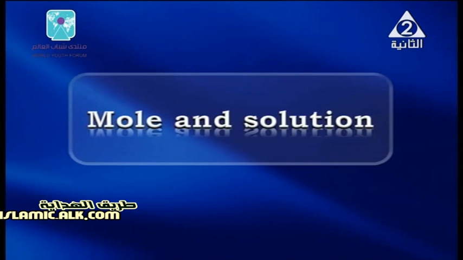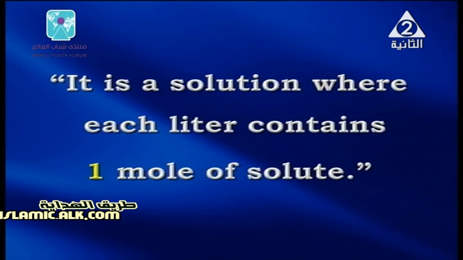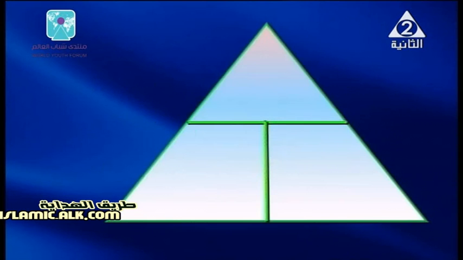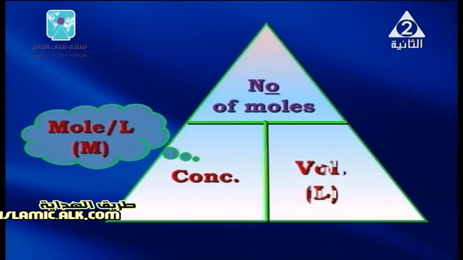So 32 over 22.4 equals 1.43 gram per liter. Now the relation between the mole and the solution. We have to define the molar solution. It is a solution where each liter contains 1 mole of solute. As shown on the screen, the concentration, whose unit is mole per liter or molar, equals number of moles over the volume in liter.